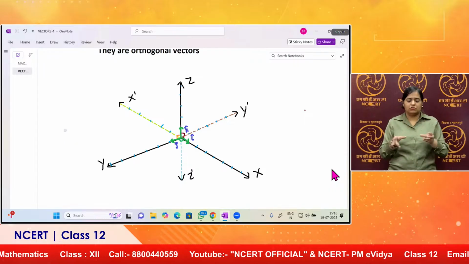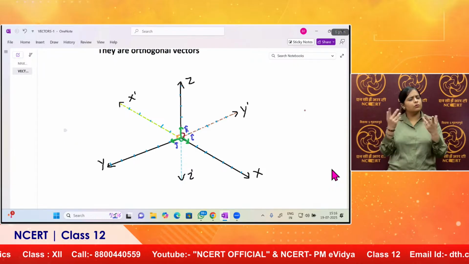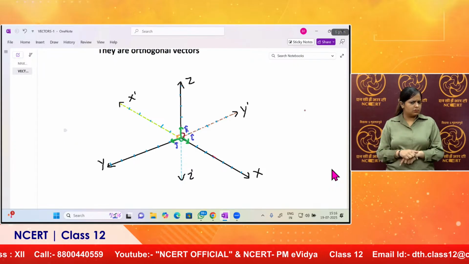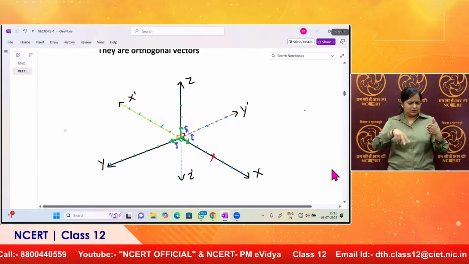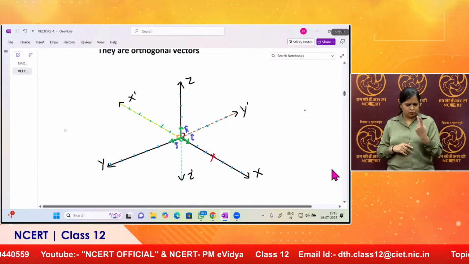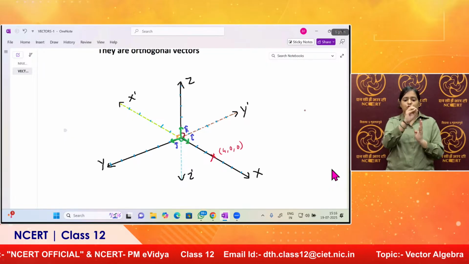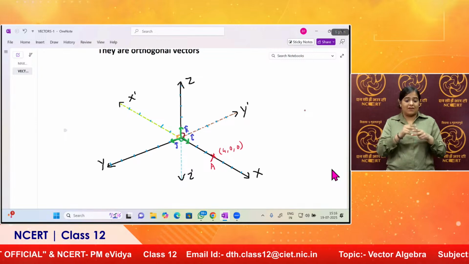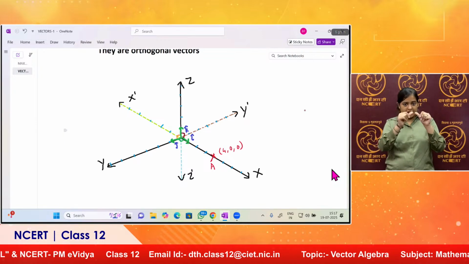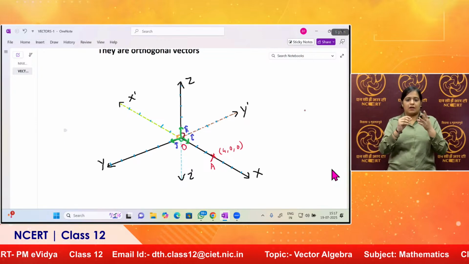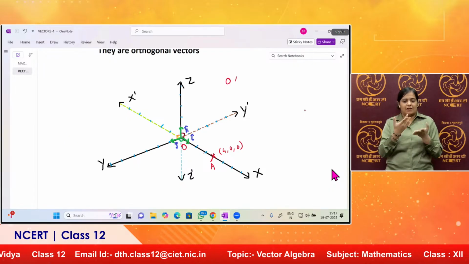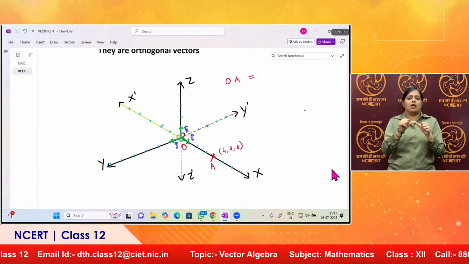Now what is the purpose of this unit vector? Now you all can see this point. We can read this point. This is 1, 2, 3, 4. This point represents (4, 0, 0). So if I need to mark this point, I'll mark it as A. This is the origin. So O to A, the length of it is 4 units.